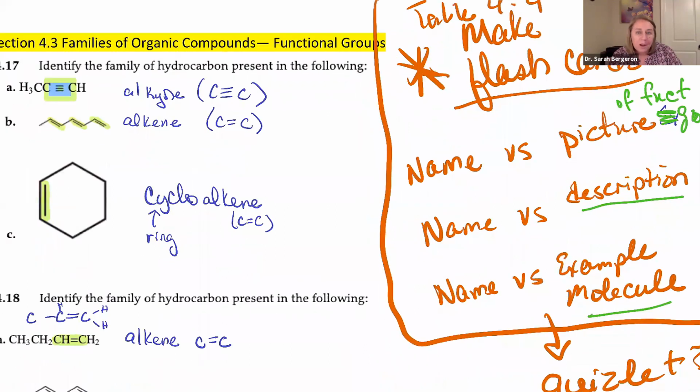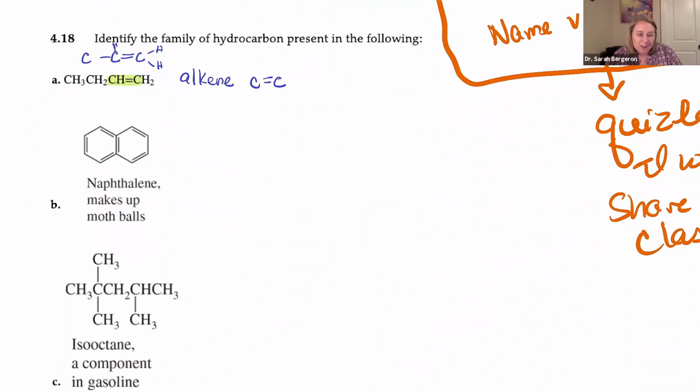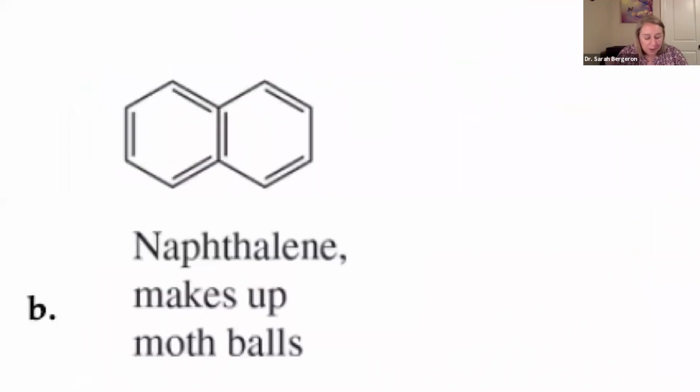Okay. All right. So what do we need to do? Oh, this is the one where I accidentally did A, but that's okay. Okay. So identify the family of hydrocarbon present in the following. So we're going to look. Okay. B, naphthalene. Well, what I'm seeing here is a ring, and let's count how many carbons.